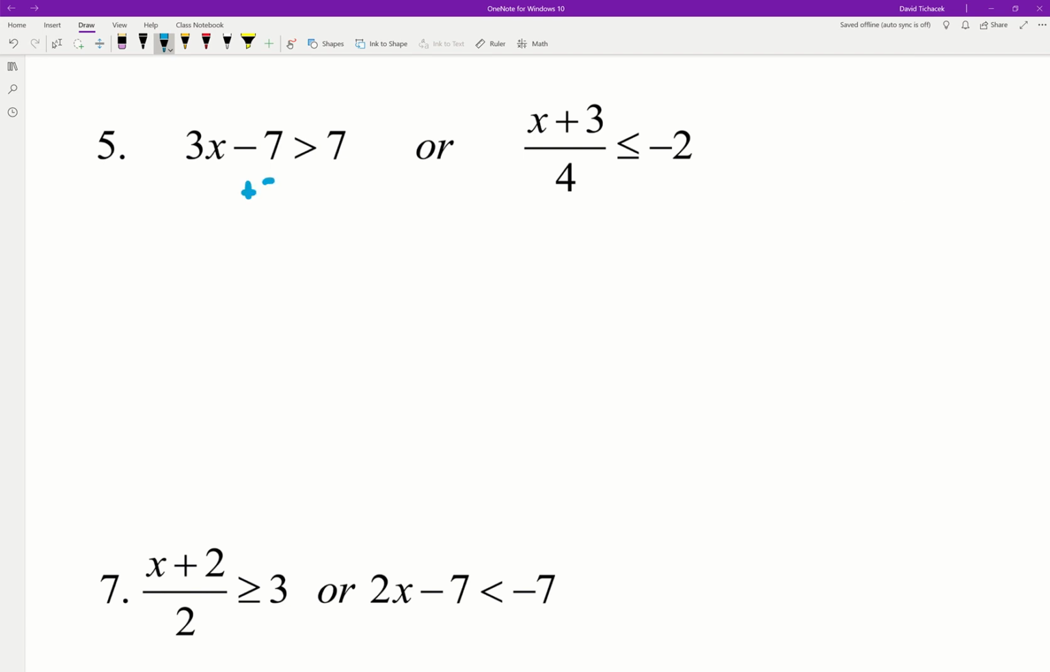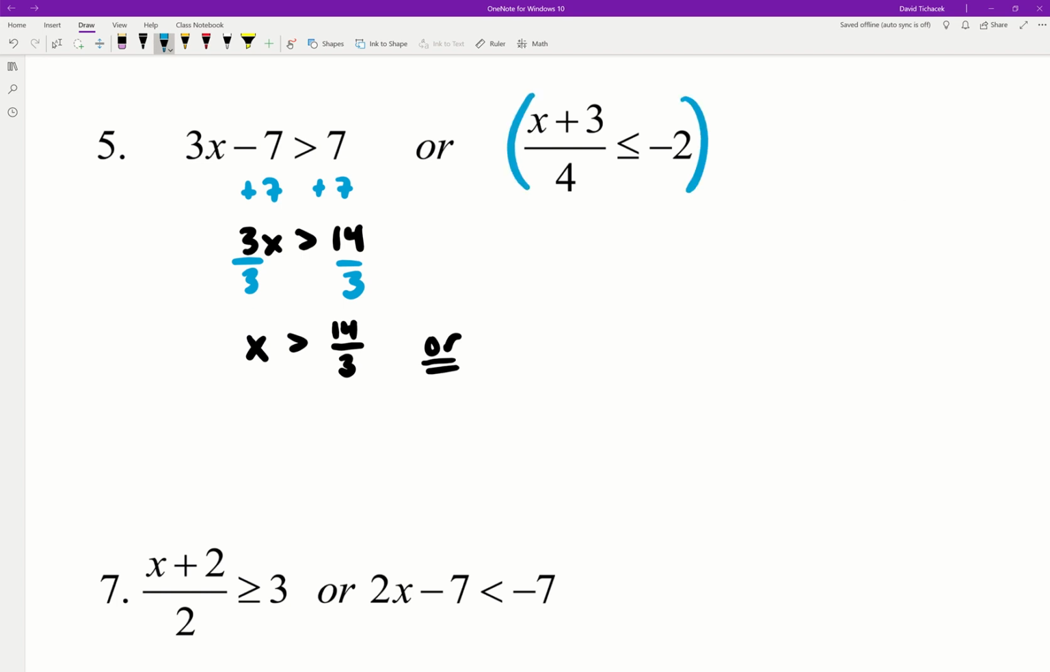So let's go ahead and simply add 7 to both sides of this. 3x is greater than 14, and then divide both sides by 3. In which case we'll see here that x is greater than 14 over 3. Or we'll see over here that in order to get x by itself, we divide by 4.